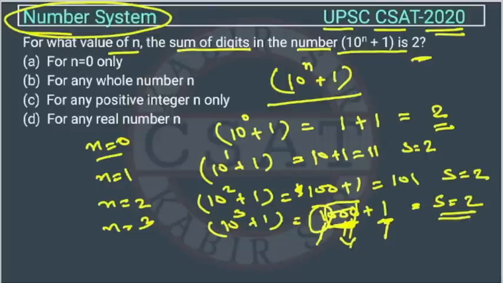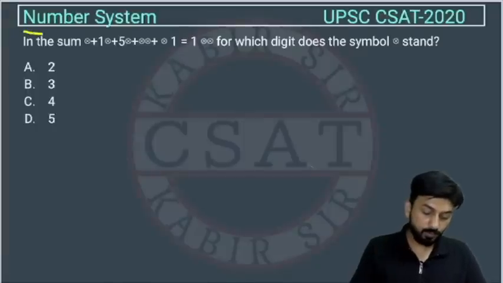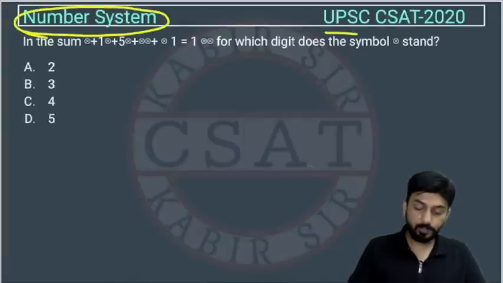So let's check which option this is correct for, but it is saying only we are getting for all values, so this is wrong. For any whole number, so whole numbers are starting from 0, right? So this is correct, so option B is the correct answer choice, right? So this is a question from number system asked by UPSC in CSAT paper of 2020.